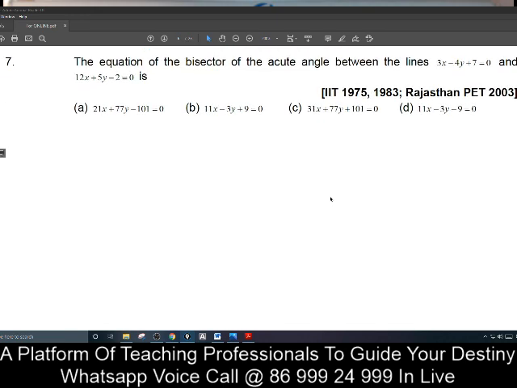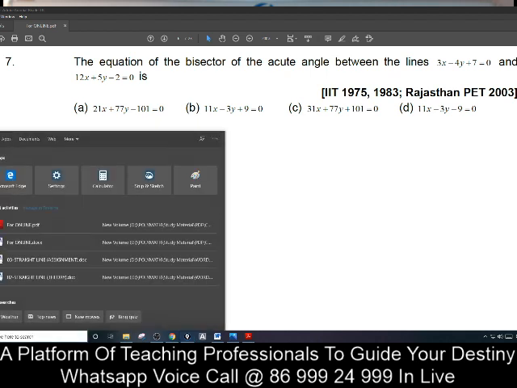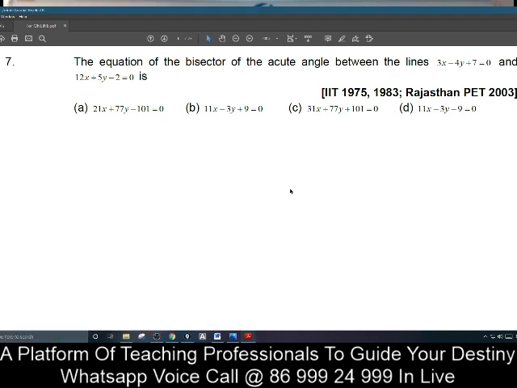Now someone asked for an example. Srini asked for examples here. This is the equation of the bisector of the acute angle between the lines. Now check first of all whether the signs of the constants are equal or not. Just see, this is positive and this is negative. So you have to make it positive.